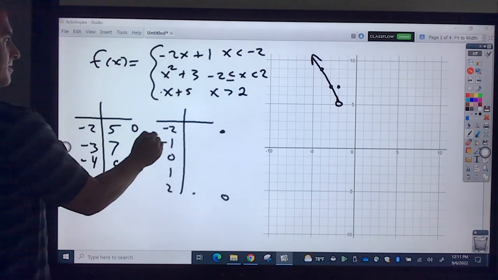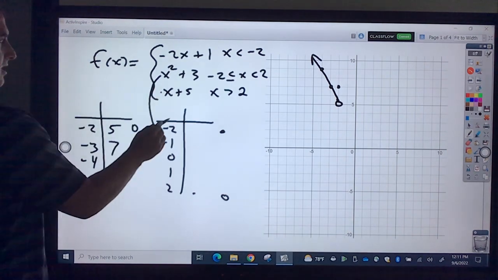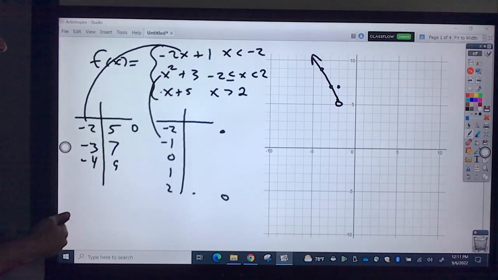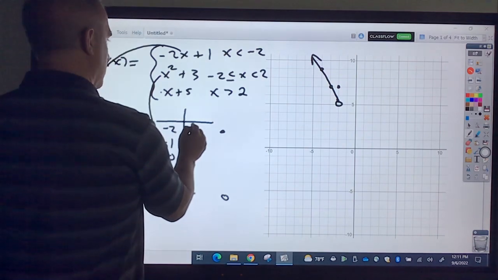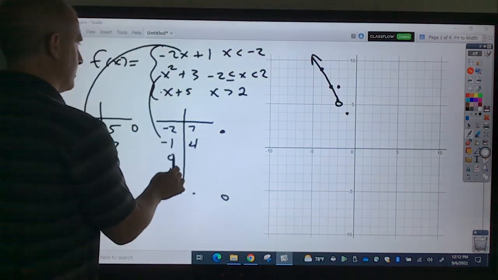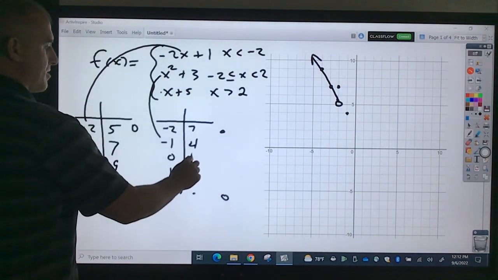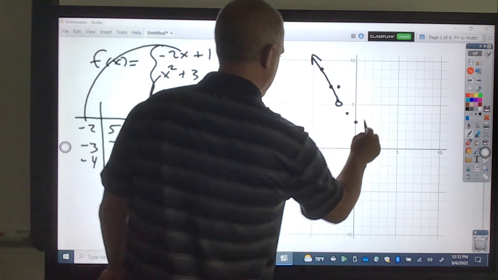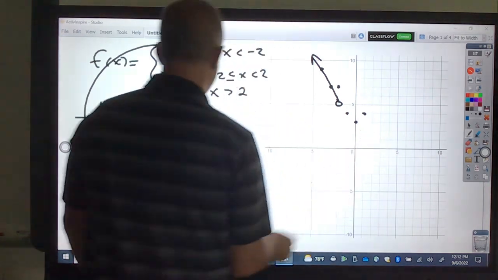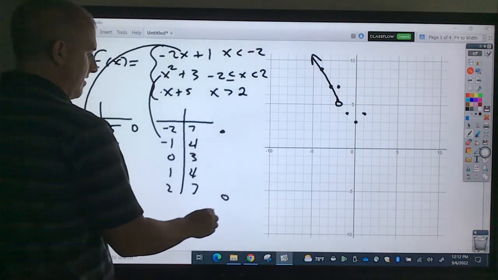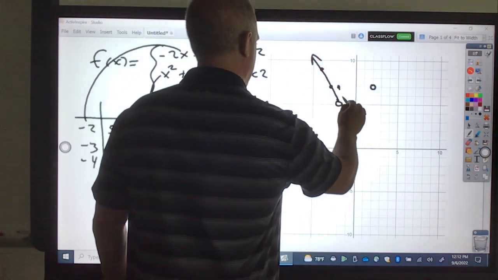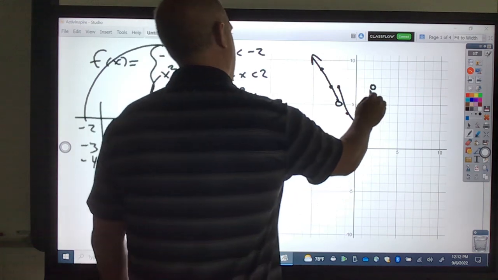Negative 1 squared, so I would put that in there. Negative 1 squared is 1, plus 3 would be 4. So negative 1 over 4 up. 0 squared plus 3 would be 3, so 0 over 3 up. 1 squared is 1, plus 3 would be 4, so 1 over 4 up. And then 2 squared plus 3 would be 7, 2 over 7 up, and that would be an open circle. Okay, so I would just connect that just like that.